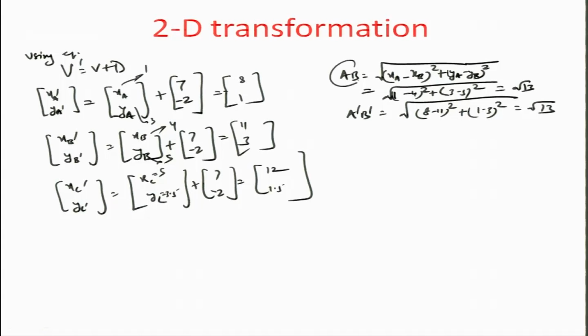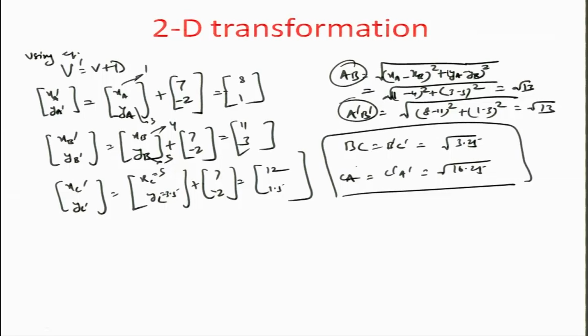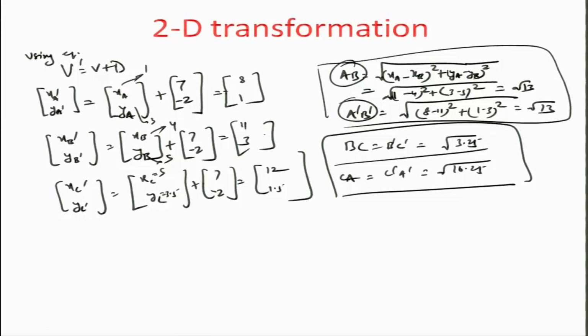So, we see that the distances a b and a dash b dash are not changing. Similarly, you could find out for yourself that b c and b dash c dash also do not change, they are together root of 3.25, and c a and c dash a dash again root of 16.25. So, these are the different numbers in terms of the distances, and as the distances do not change, the triangular shape or the orientation also does not change as it moves using the translational matrix. So, that is how you could define the process of translation.